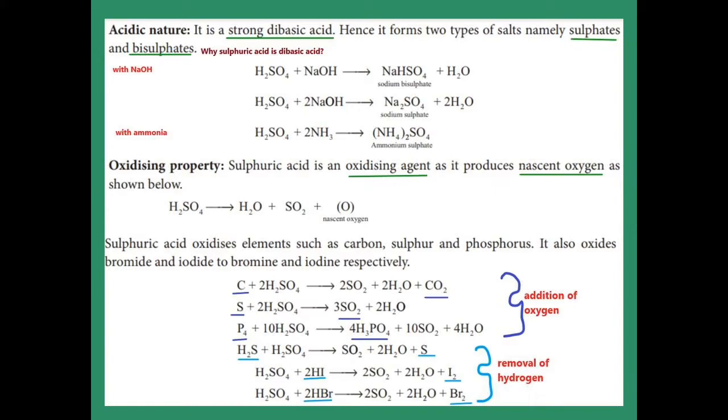Hydrogen sulfide. Here, when we remove the hydrogen from hydrogen sulfide, we get sulfur. So here also it is oxidized to sulfur with the help of sulfuric acid. The next one, hydrogen iodide. In hydrogen iodide, the hydrogen is removed so that it changes to iodine. So here also hydrogen iodide is oxidized to iodine with the help of sulfuric acid. The next one also, hydrogen bromide is oxidized to bromine with the help of sulfuric acid.